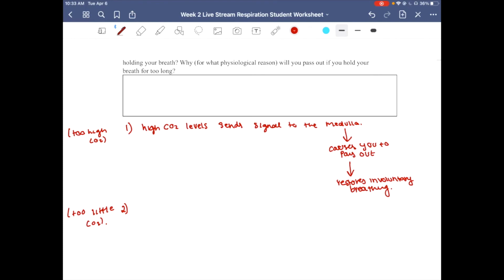So basically what your brain is doing is, if you're holding in your breath or if you're breathing too much and you're just fighting it, like you're just not letting your body do its job and you're trying to go against it, then your medulla is just like, all right, I'm gonna knock you out and then we're gonna do involuntary breathing.